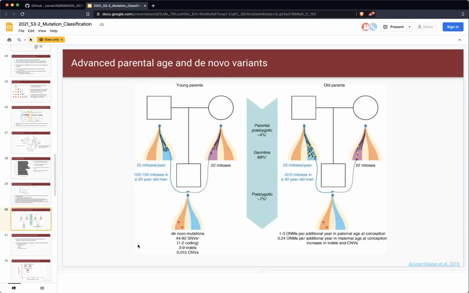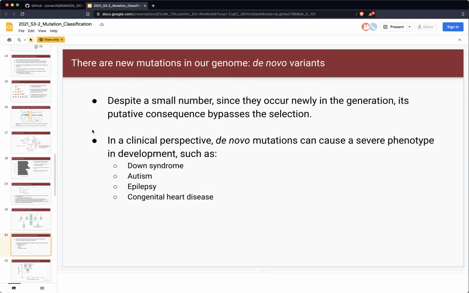Okay, so de novo mutation. De novo mutation is quite a small number. Given the 3 million or 4 million mutations in our genome, de novo mutation only accounts for 70 mutations in your genome, right? But these 70 mutations are not subject to natural selection, right? So if these mutations do something in your phenotypic development, there is no way we can think about natural selection, right? So this is fully developed as the phenotype in your body, right?